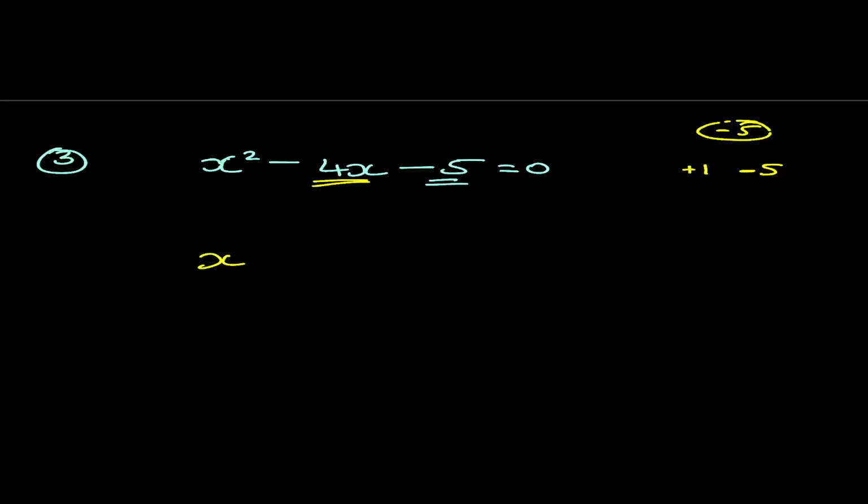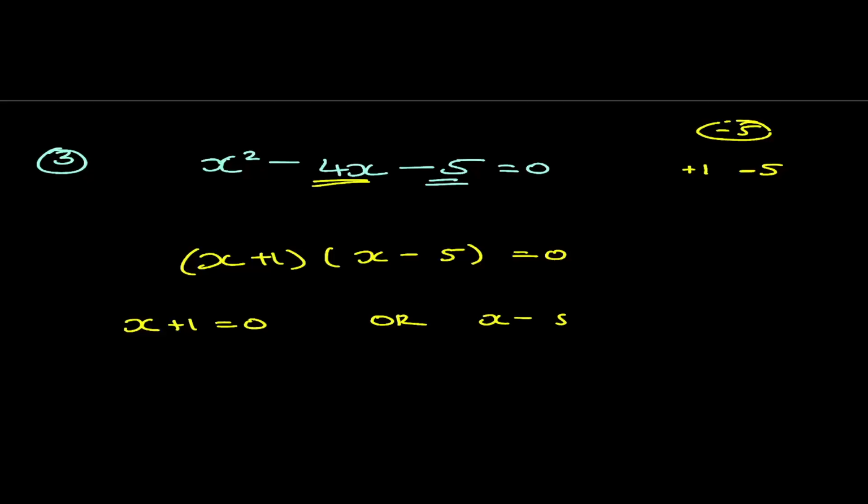And so we could just write out my factors. So we've got x plus 1 or x minus 5 equals 0. And then we could say that either x plus 1 equals 0 or x take 5 equals 0. And if you rearrange this, you get x equals negative 1 or x equals 5. Nice.